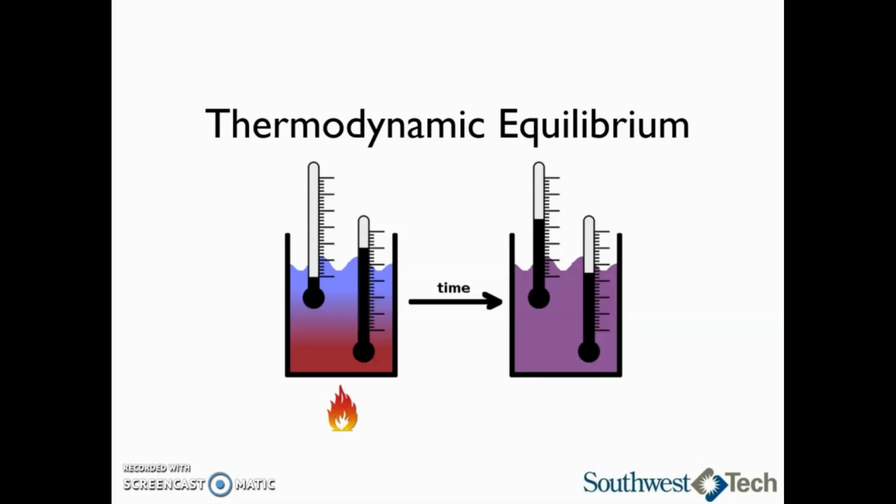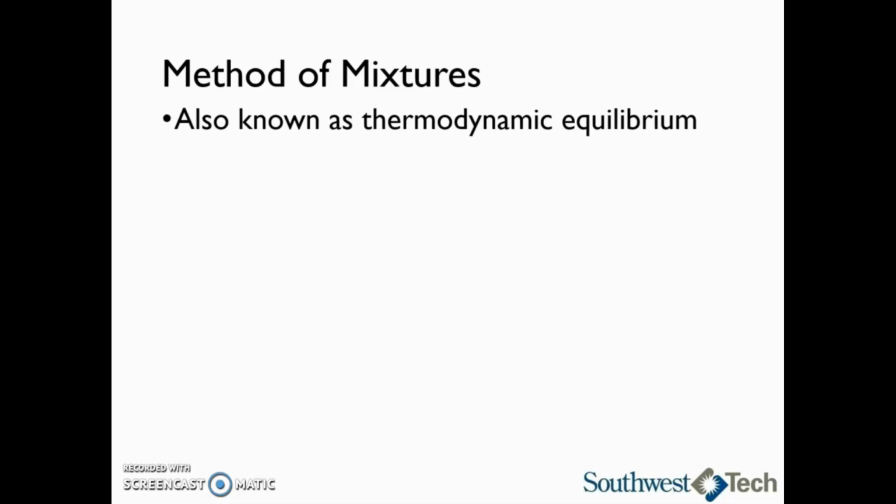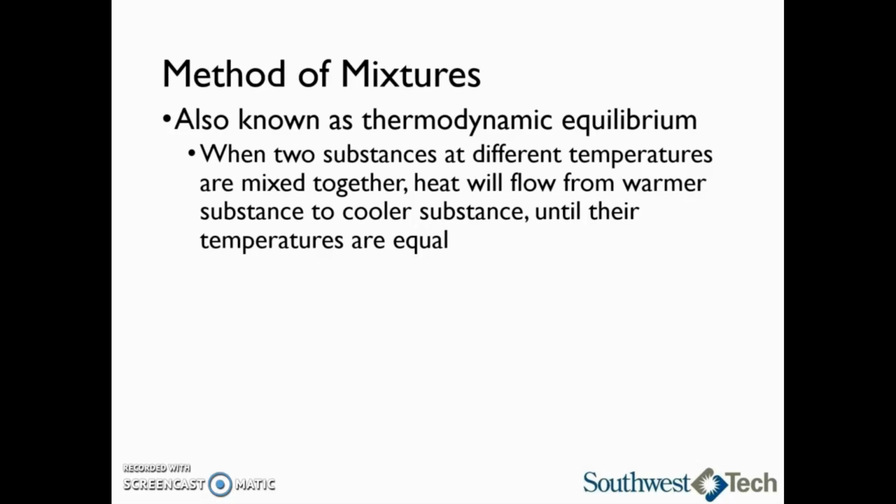The sixth lecture video on temperature and heat will cover thermodynamic equilibrium. Thermodynamic equilibrium, or the method of mixtures, is when we have two substances initially at different temperatures and we mix them together. Heat will flow from the warmer substance to the cooler substance until their temperatures are equal.